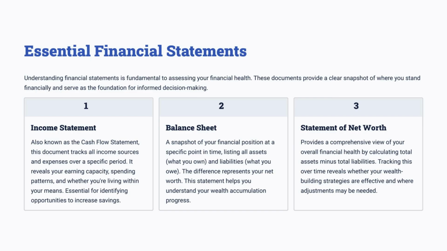Understanding financial statements is crucial for assessing financial health. The income statement, or cash flow statement, tracks income and expenses, revealing spending patterns. The balance sheet lists assets and liabilities, showing net worth. The statement of net worth calculates total assets minus liabilities, indicating wealth building effectiveness and necessary adjustments.